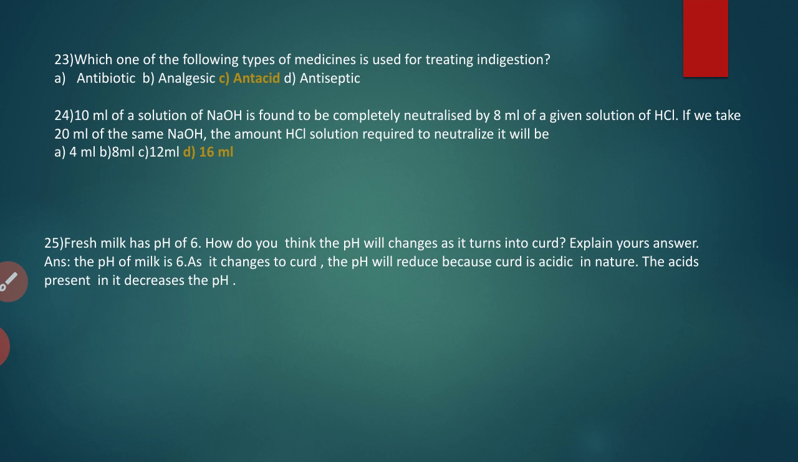See, curd is also acid, right? Curd is also acid. So what happens to its pH value? Its pH value decreases. It should be less. Let's see the answer. The pH of milk is 6. As it changes to curd, the pH will reduce because curd is acidic in nature. The acid present decreases the pH. So I hope this is understood.